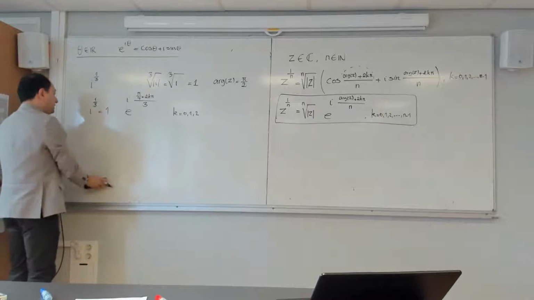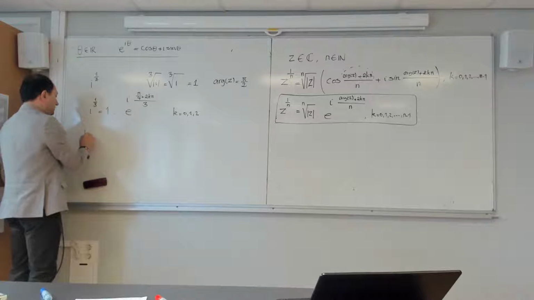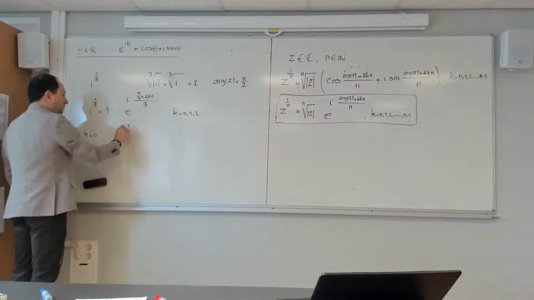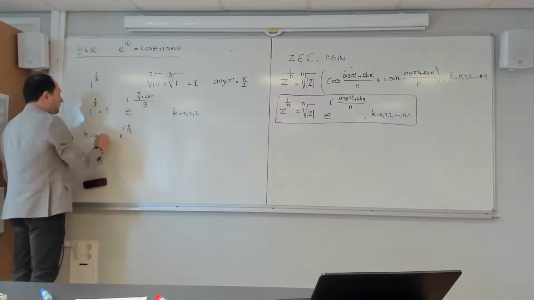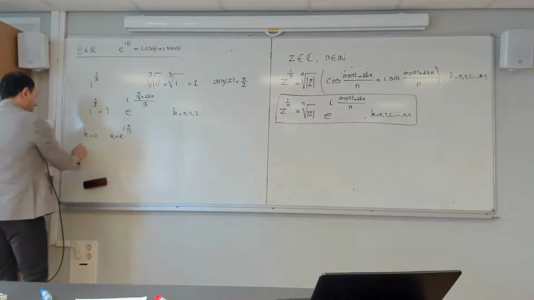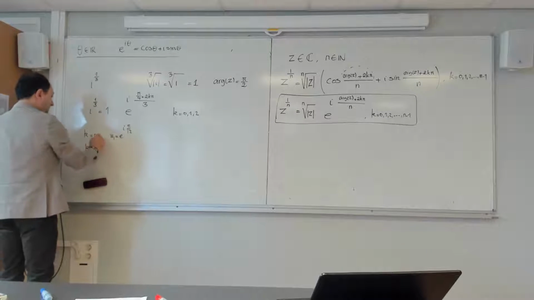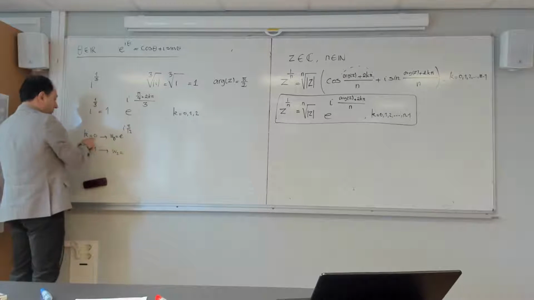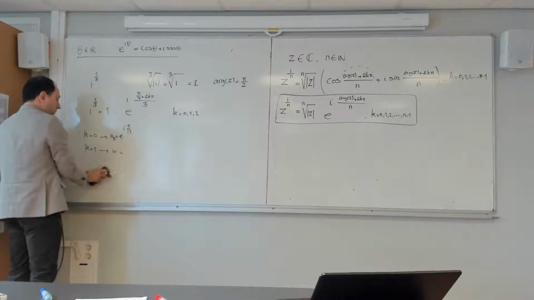So, okay, I have 3 numbers to write. For k equals 0, this becomes e to the power of i pi over 12. So this is one of them. Let me call it W0, and the other one, if I put k equals 1, let me call it W1.